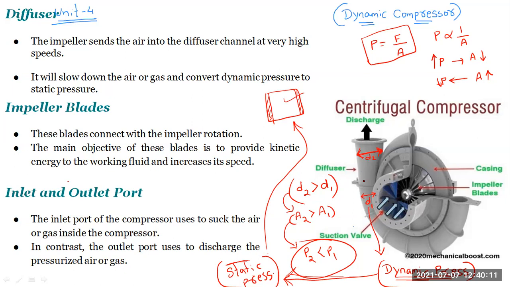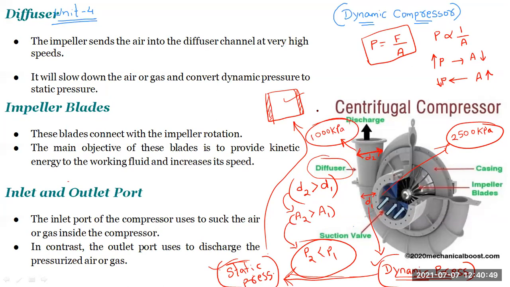So that's why we are providing this diffuser. Why? To convert the dynamic pressurized air into static pressurized air, or in simple words, to decrease the pressure of the air. Here at the inlet of this diffuser, the pressure will be around 2500 kilopascal, and by varying the diameter of this diffuser, we can bring this pressure down to 1000 kilopascal. So depending upon your requirement, we have to change this diameter.